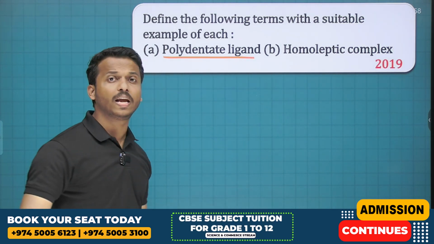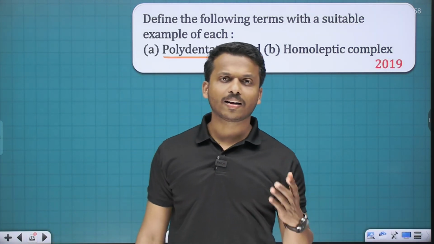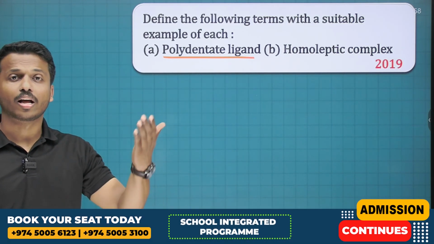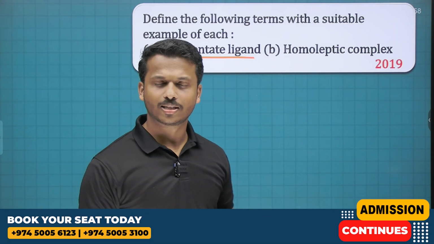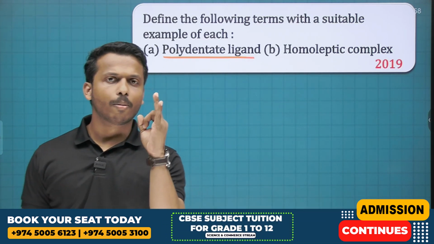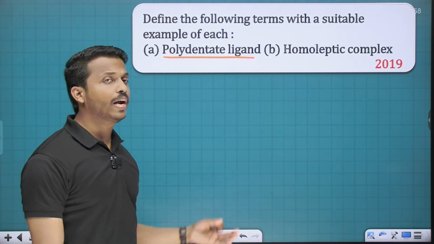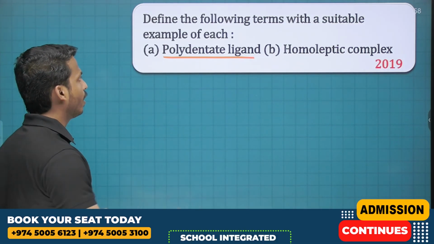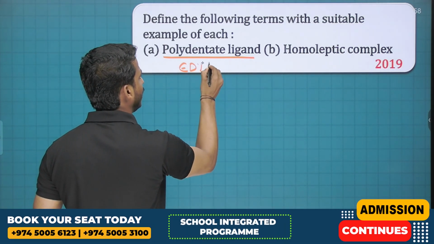Define the following terms with a suitable example. What do you mean by polydentate ligand? Polydentate ligands are ligands having more than 2 donor atoms. Monodentate is there, bidentate is there. Monodentate ligand means having 1 donor atom. Bidentate means 2 donor atoms. Polydentate means more than 2 donor atoms, like tridentate, tetradentate, like that. One example we discussed, EDTA.